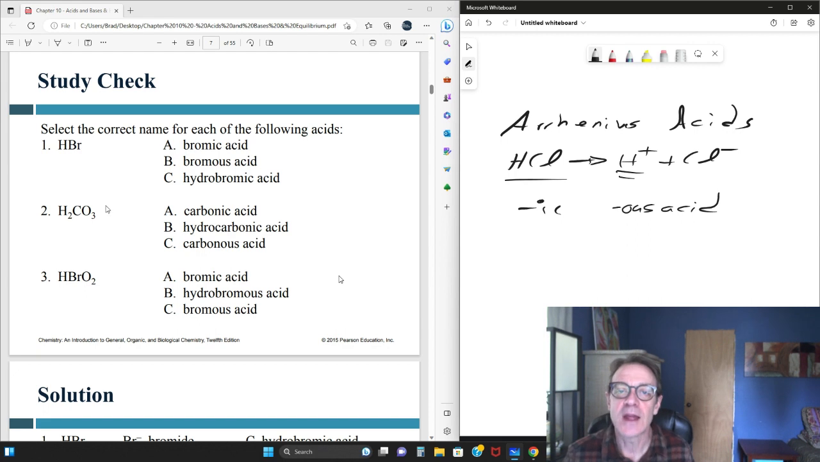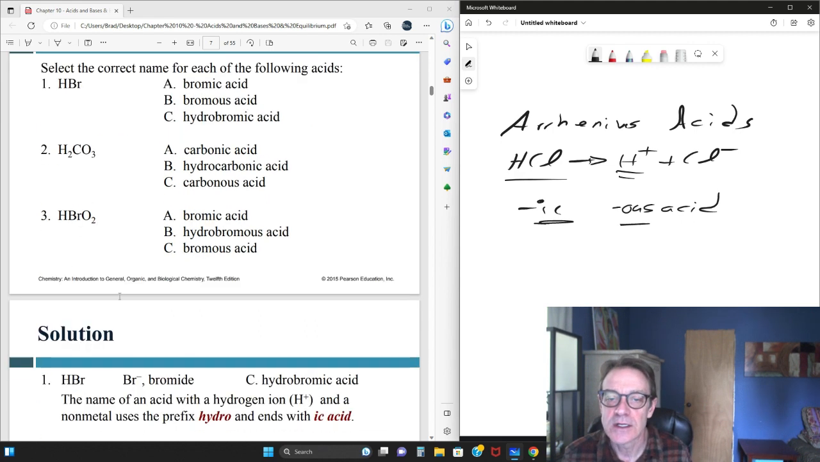So for instance, HBr is hydrobromic acid. Okay, I'll tell you that. Number 2 is carbonic acid. Right there, carbonic acid. And the last one is hydrobromous acid. That's an example of the bromous acid version. Right there.